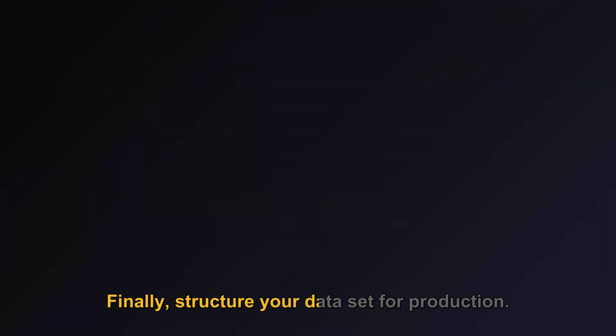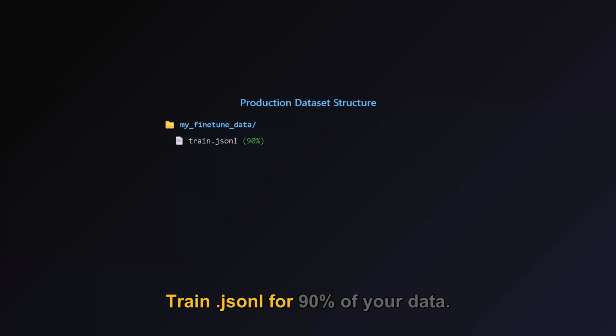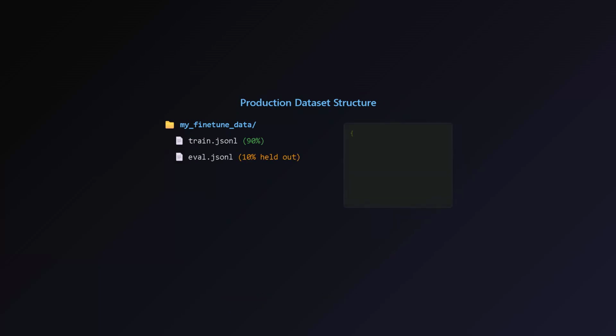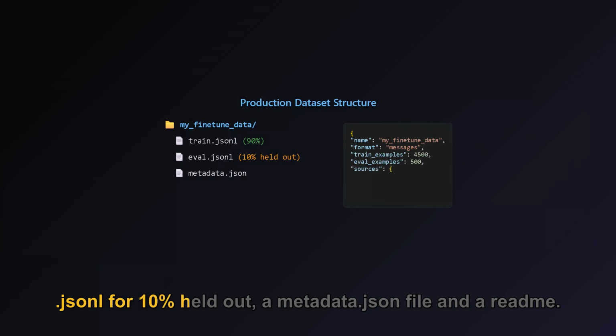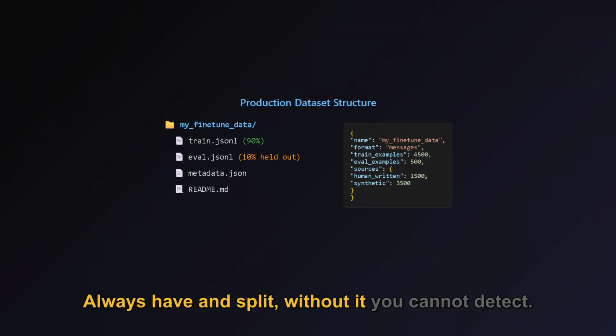Finally, structure your dataset for production. Train.jsonl for 90% of your data, eval.jsonl for 10% held out, a metadata JSON file, and a README. Always have train and eval split. Without it, you cannot detect overfitting.